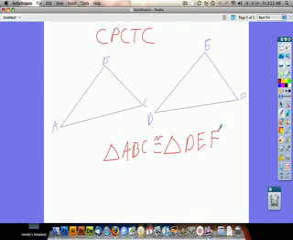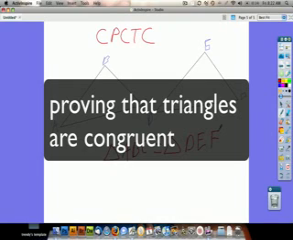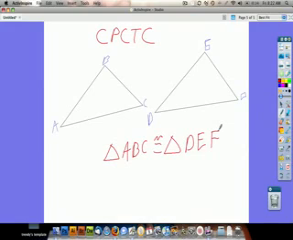In order to use side, side, side, what do you have to know? Well, you have to know what it means. You have to know that SSS means side, side, side. But in order to use it, what's your goal when you're using side, side, side? You're trying to say that these two triangles are congruent. With CPCTC, you already know they're congruent, and you're trying to say that AB is congruent to DE. So this is for proving parts. The others are for proving triangles.